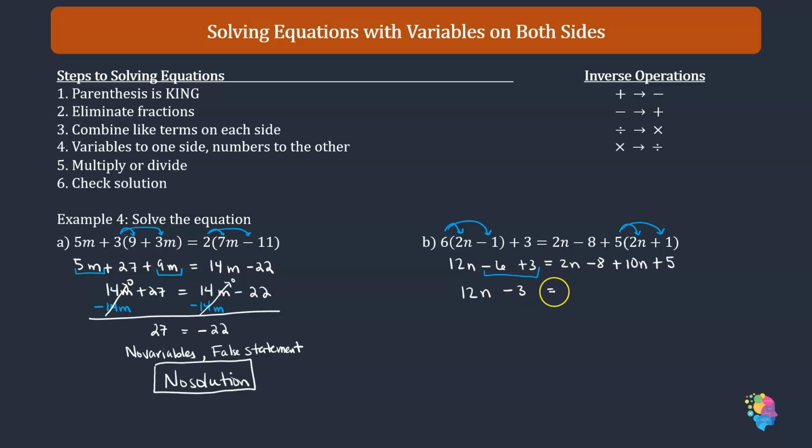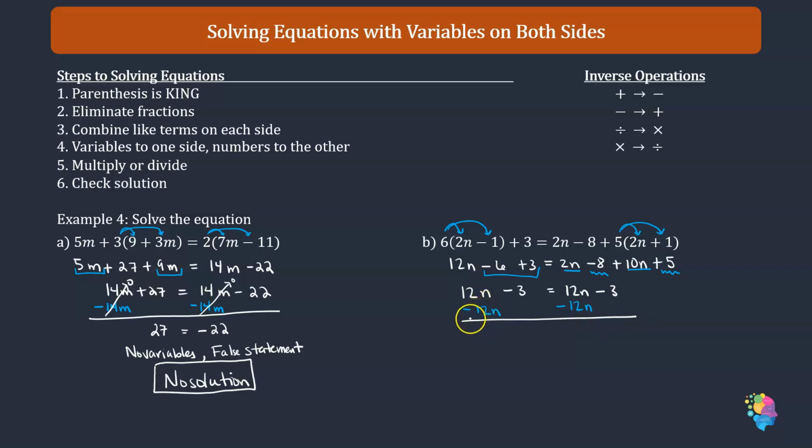Don't lose the equal sign. On the right side, I have 2 pairs of like terms. The 2n with a 10n and the negative 8 with a positive 5. So 2n plus 10n will be 12n, and negative 8 plus 5 will be minus 3. At this point, you can probably see what's going to happen. I'm going to move the 12n, the positive 12n, so minus 12n minus 12n.